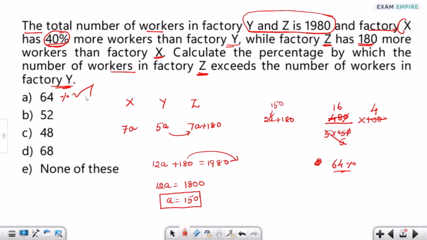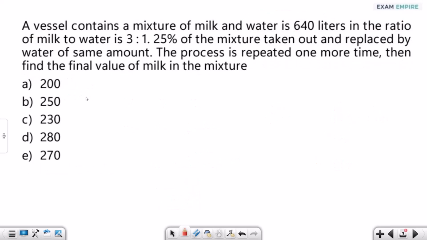Okay, fine. So next one, pause the video and try to solve it by yourself. Hope you would have solved this one. Now let's solve this particular question.